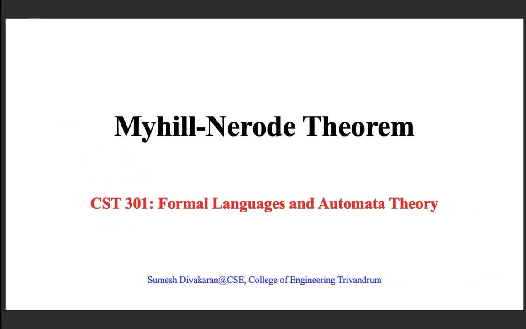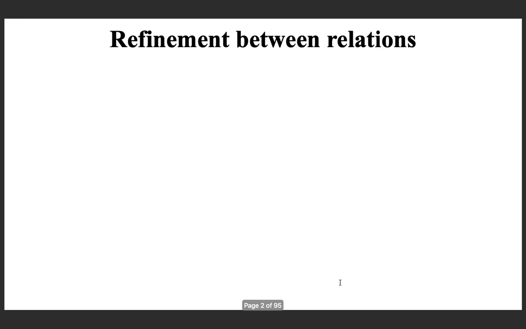Today we are going to state and prove the Myhill Nerode Theorem. And before we state the Myhill Nerode Theorem, which is going to use refinement, we need to know what is refinement between relations. We can try to understand with an example.